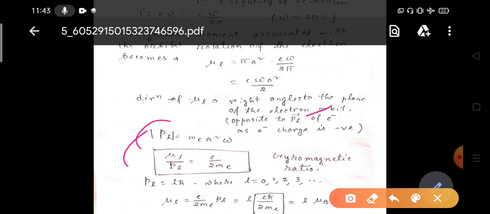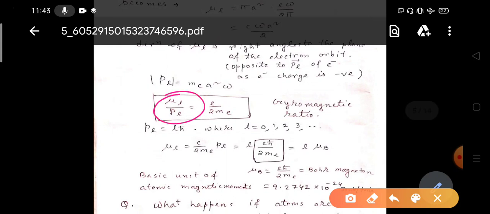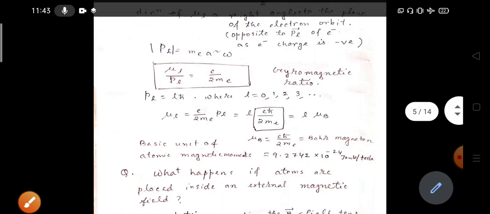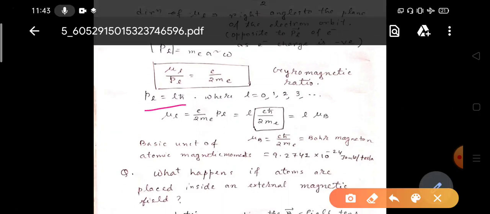And now what is the value of the orbital angular momentum? The magnitude pl is me, where me is the mass of the electron, into a square into omega. So the ratio of mu l by pl, that is orbital magnetic moment divided by orbital angular momentum, should be e by twice me, and this is known as the gyromagnetic ratio. So as pl equals root of l into l plus 1 times h cross, where l can take values 0, 1, 2, 3, mu l should be e by twice me into pl, or e h cross by twice me times the same factor.